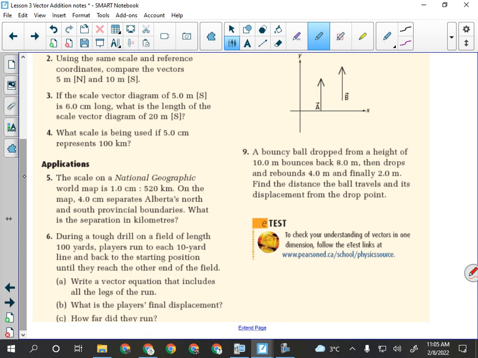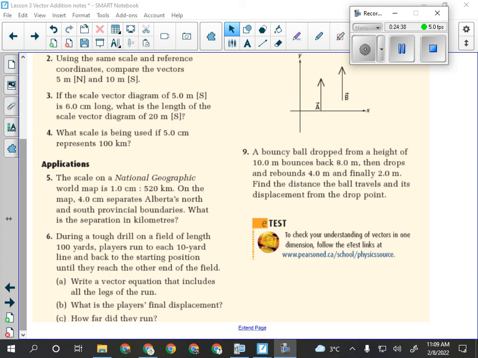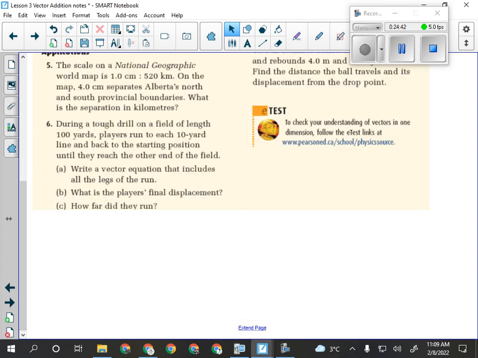I want you guys to try number 6. I'll give you a few minutes on number 6. Draw a vector diagram of it and see if you can figure it out. They say draw a vector equation. You could also do that with positives and negatives. It is all collinear. On number 6, they're just going forward and backwards, so it's nothing too terribly stressful.